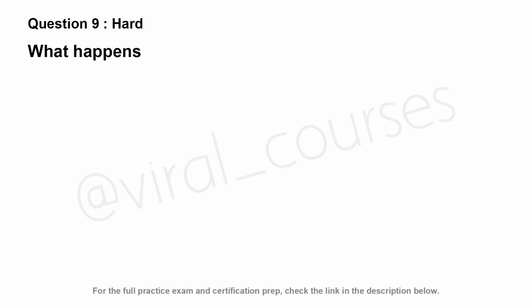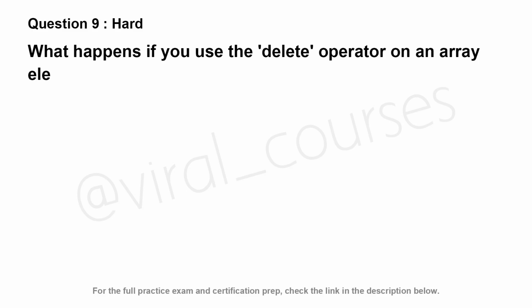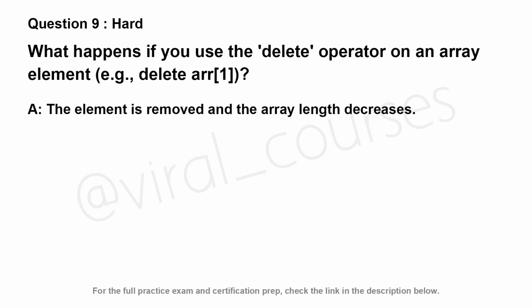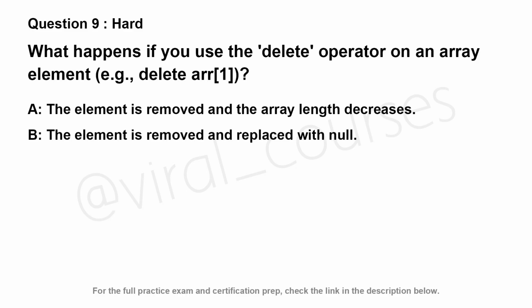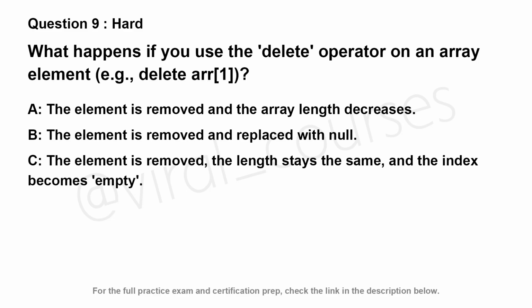What happens if you use the delete operator on an array element, e.g., delete arr[1]? Option A, the element is removed and the array length decreases. Option B, the element is removed and replaced with null. Option C, the element is removed, the length stays the same, and the index becomes empty. Option D, the operation throws a syntax error.